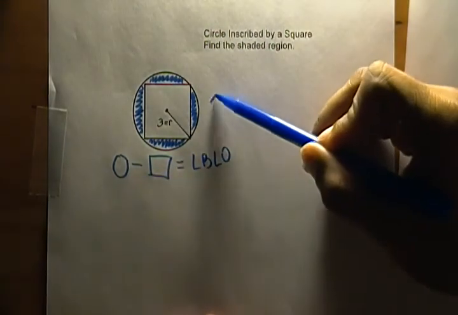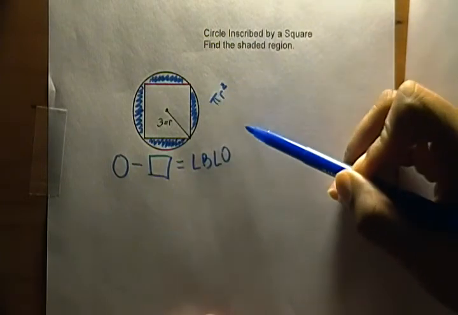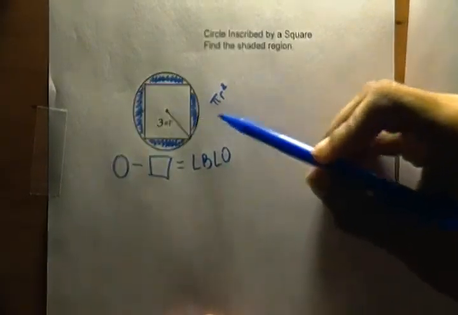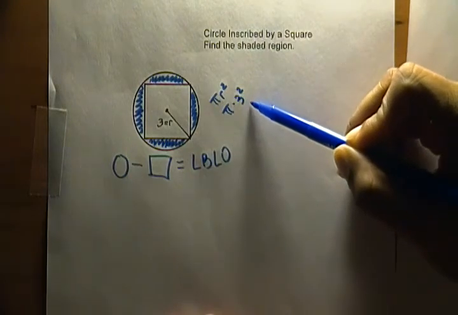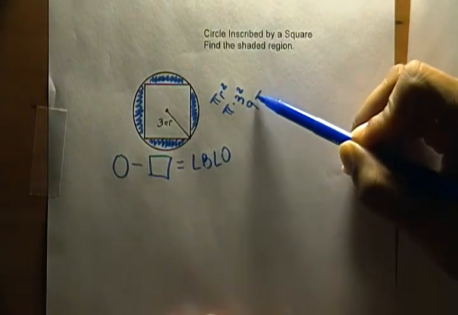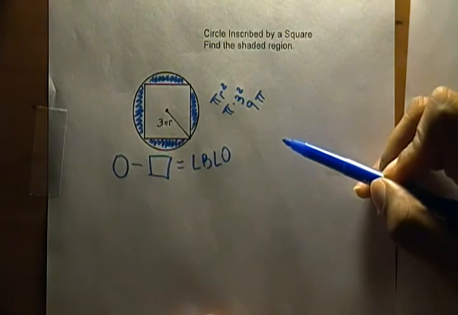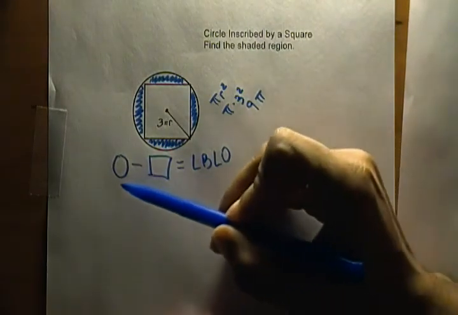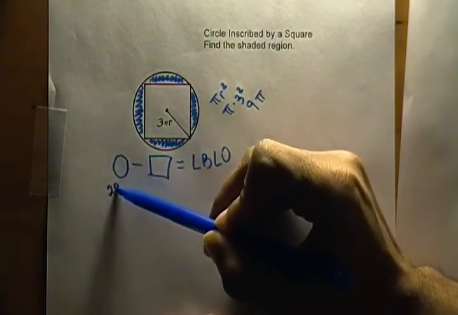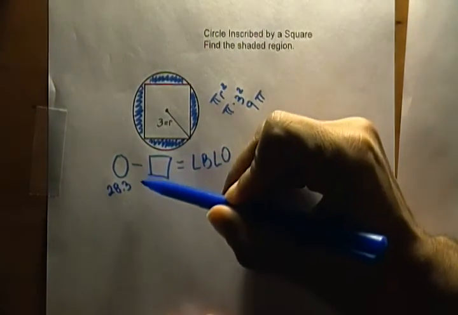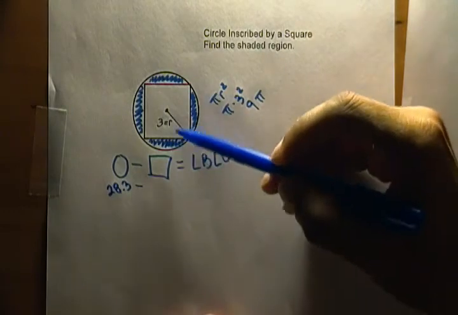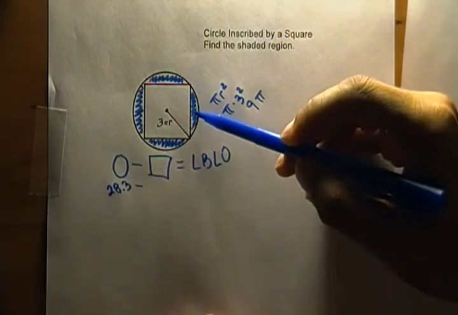Area of a circle again is pi r squared. If the radius is 3, that's pi times 3 squared. 3 squared is 9, so this is 9 pi. 9 pi is the same thing as 28.3. It's about that number. We're going to have to subtract the area of the square.